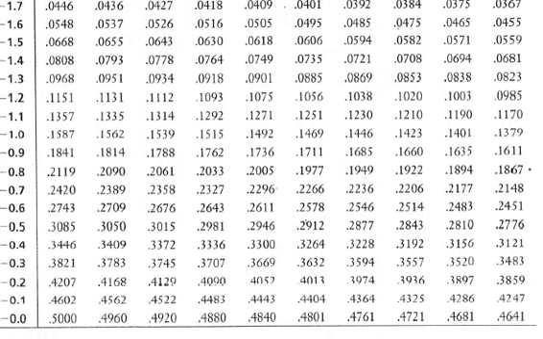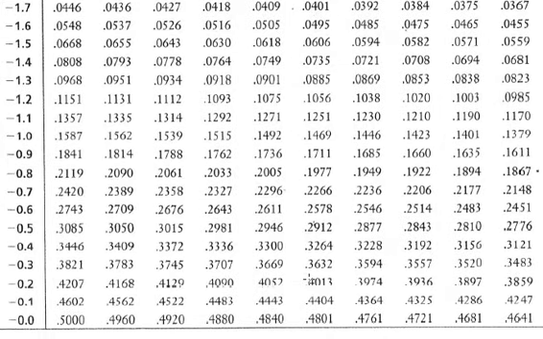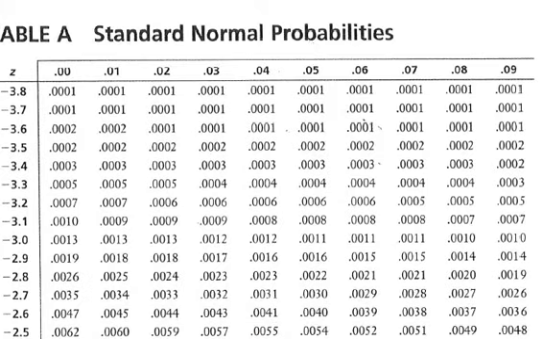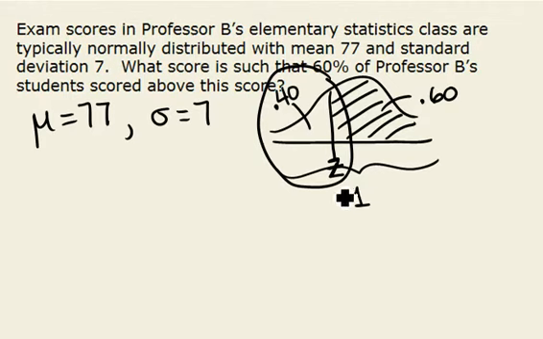As we look through the table, we find that the closest value to 0.4 is this 0.4013. That corresponds to a negative 0.2 over on the side. And if we look at the top, we'll see that it's a 0.05. So what we get from our normal table is that this value of z is negative 0.25. That's the value that accomplishes 60% bigger than it and 40% less than it.